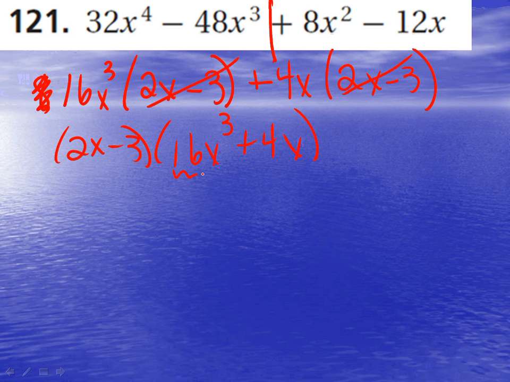Now you can't have anything left inside here, so I'm going to do a greatest common factor. They both have a 4 and an x. That leaves me with 4x squared plus 1, and I also need to write down the 2x minus 3. That would be the final answer.